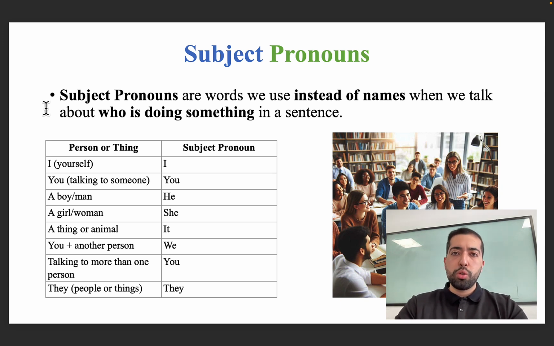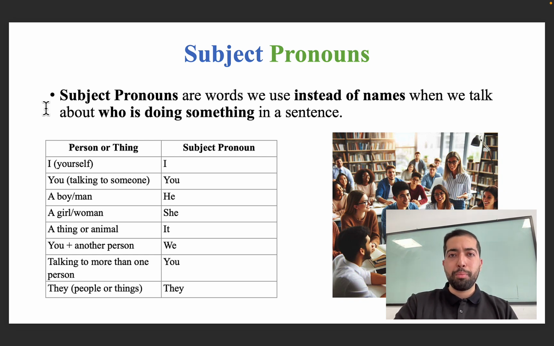So for example, when I'm going to talk about myself, I'm going to use the subject pronoun I. When you're talking to someone, you're going to use you. You has two forms, one of them is singular, another one is plural. You can use you when you're talking to a person, or you can use you when you're talking to some people in front of you, your audience.